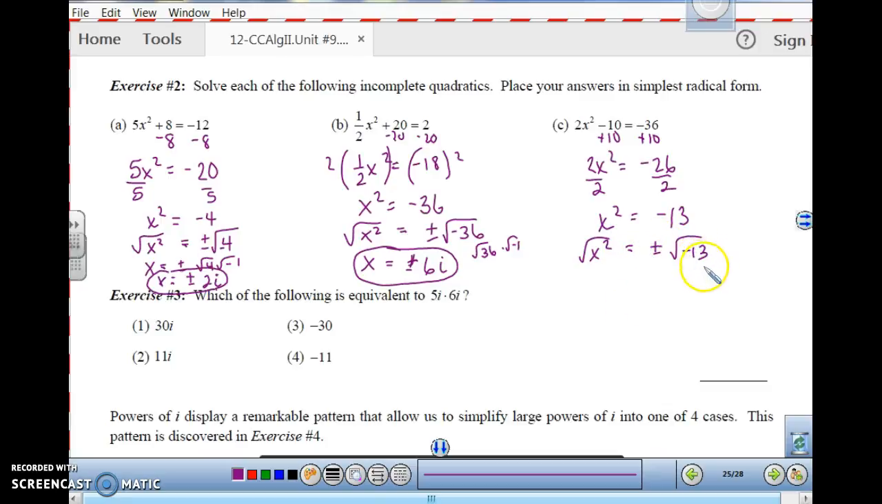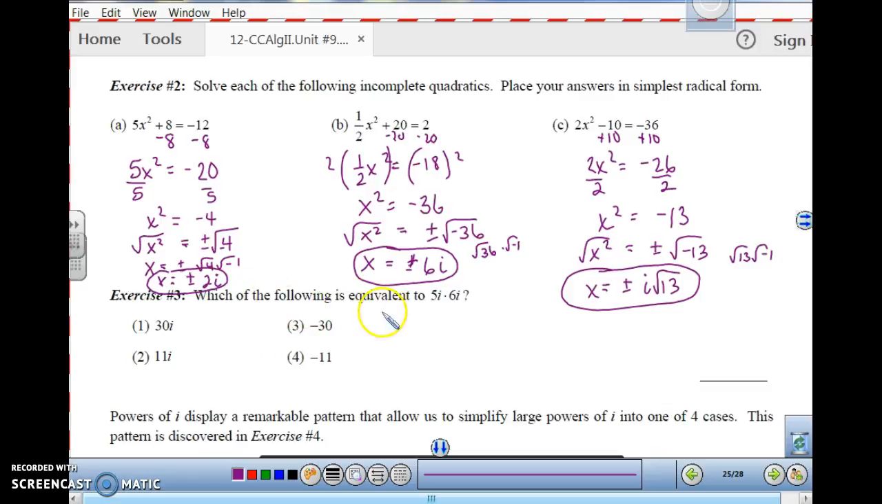All right, now 13 can only be written as 13 times negative 1. So x is going to equal plus or minus, the square root of negative 1 is just i, times the square root of 13. And that's as far as you can go on that one because of the 13 not having any perfect squares in it. But there we go. All right, so you have to keep in mind when you take the square root of a negative, it becomes a negative 1, it becomes i.